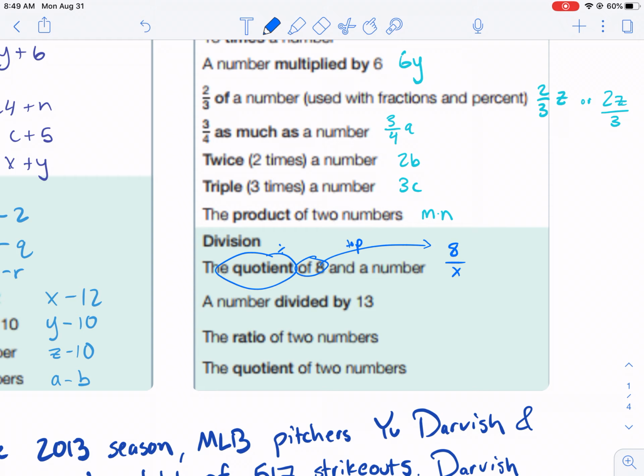A number divided by 13. Well, that's pretty obvious. We're just going to take a number, let's call it y, and we'll divide it by 13. Divided by 13. A ratio of two numbers, like x over y. The quotient of two numbers, same deal, but we'll call this a over b.